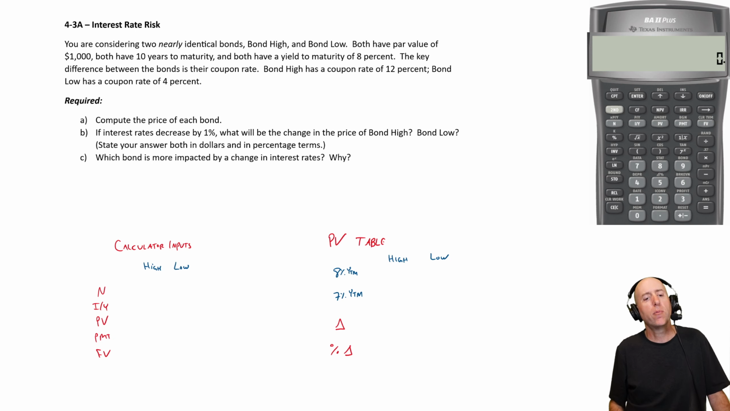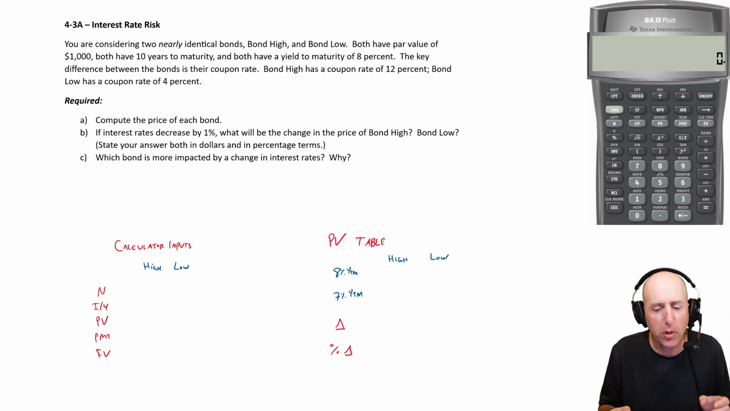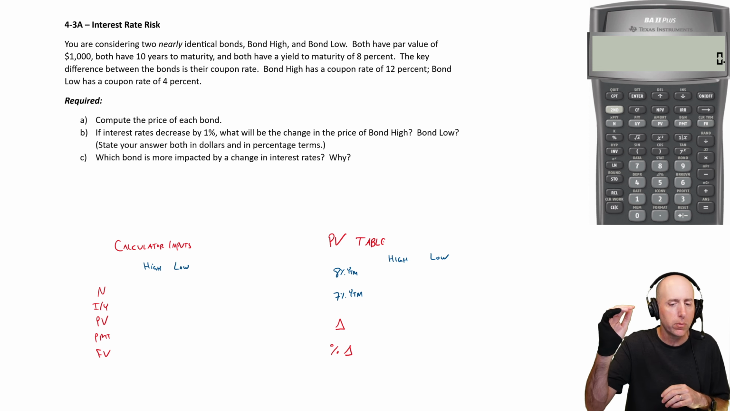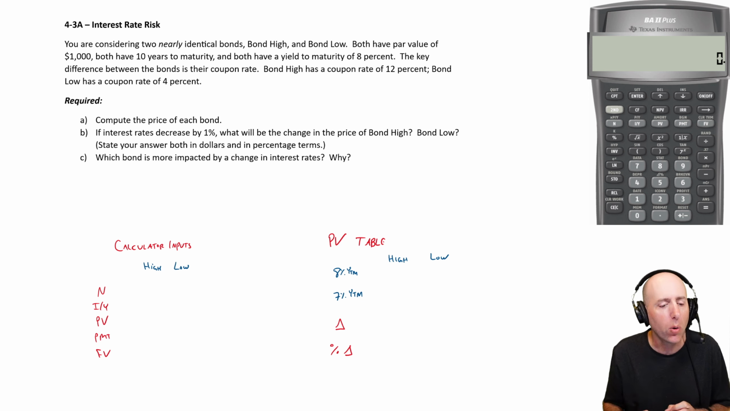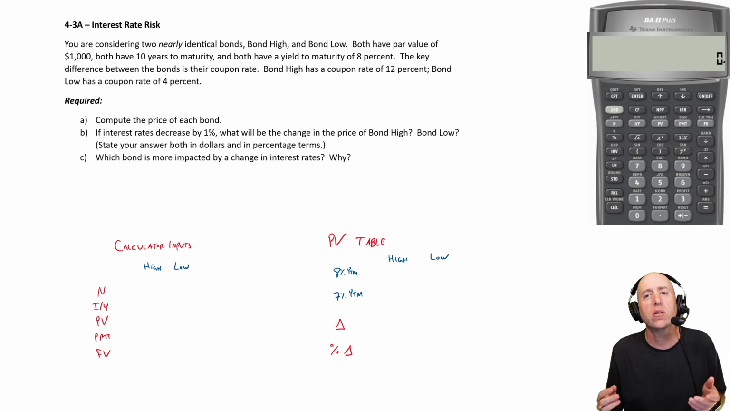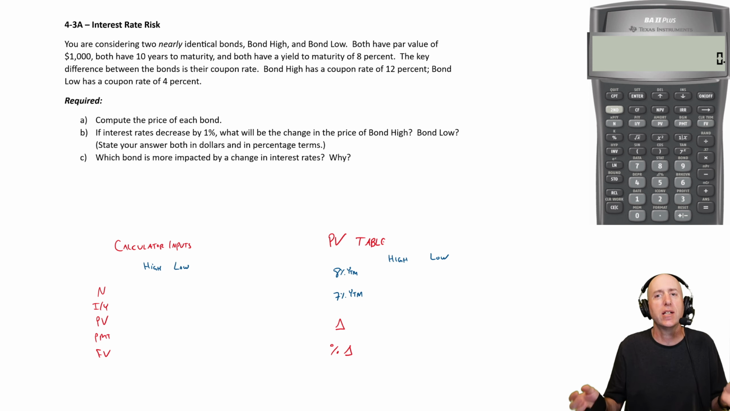Let's run through problem 4.3a, another problem on interest rate risk. This time we're comparing a bond with a higher coupon rate to a bond with a lower coupon rate and seeing how those are affected by fluctuations in interest.